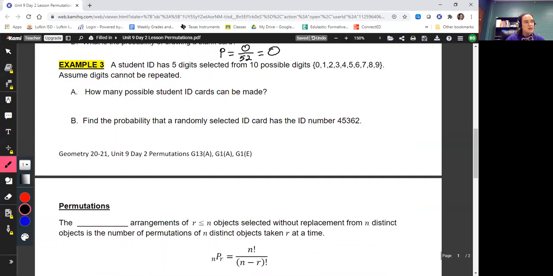Next up, a student ID has 5 digits selected from 10 possible digits, 0 through 9. Assume digits cannot be repeated. That's important. We cannot repeat digits. How many possible ID cards can be made? So we have 5 digits that we're selecting. So we have 5 spaces.